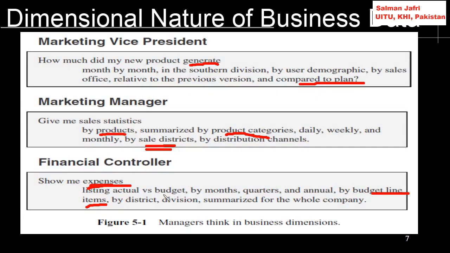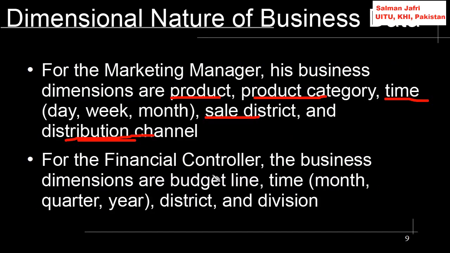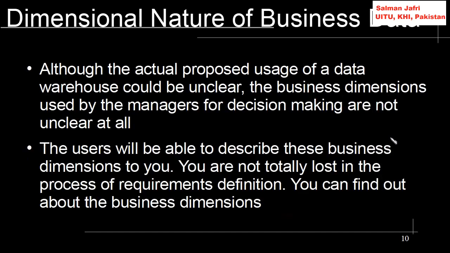Similarly, for the financial controller, these are the expenses, right? So the business dimensions are budget line, time, of course, district, and division. So everyone is thinking in terms of dimensions.